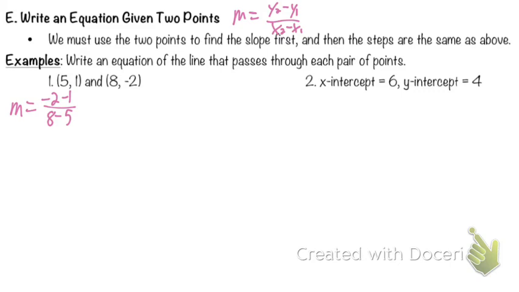Now, could Josh have put the 1 on the top and done 1 minus negative 2? Yeah, on the bottom, he would have had to switch them around, though, right? Okay. So now we say, what is negative 2 minus 1? Negative 3. And what's 8 minus 5? 3. What does that simplify to? Negative 1. So our slope is negative 1. So now we know the slope. And do we have a point? We have 2. Actually, as a matter of fact, we have 2.